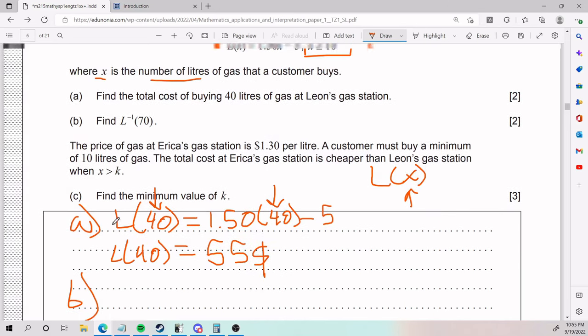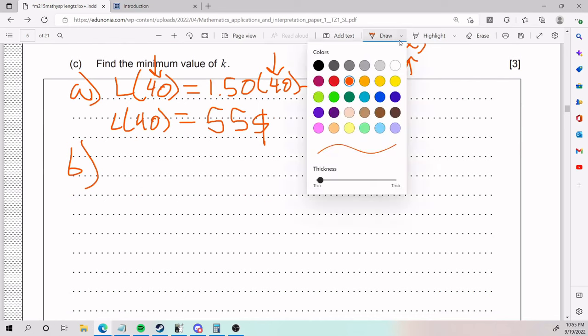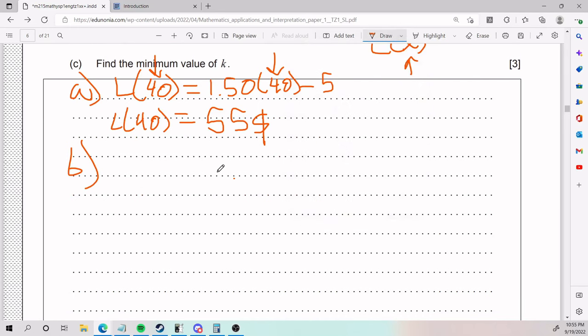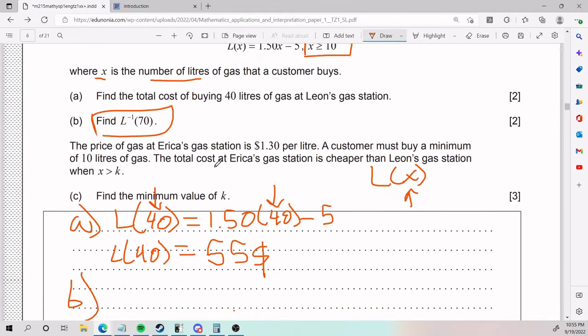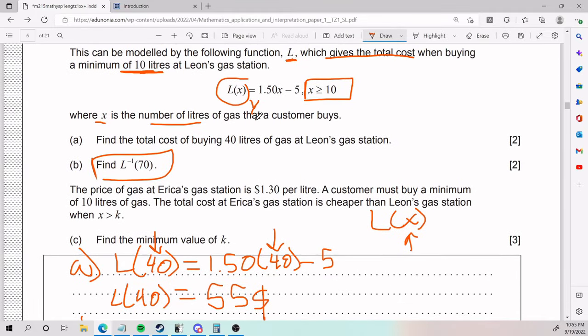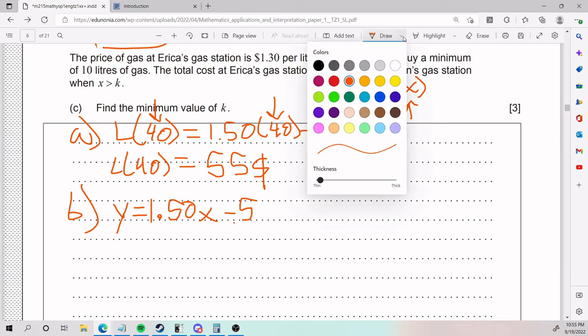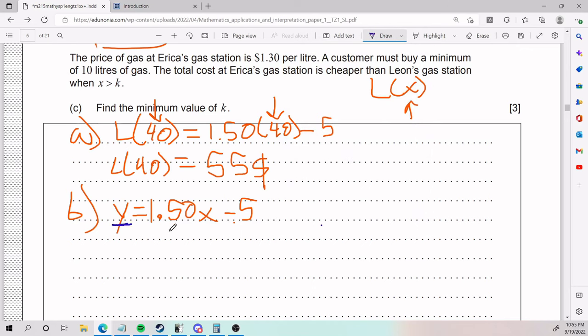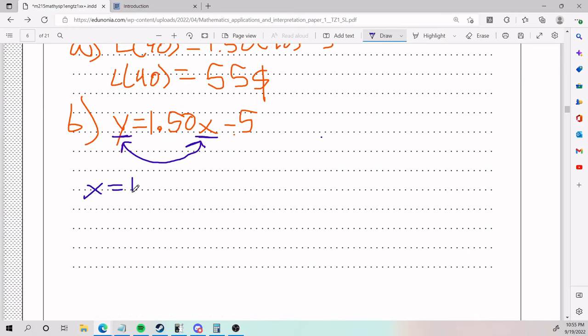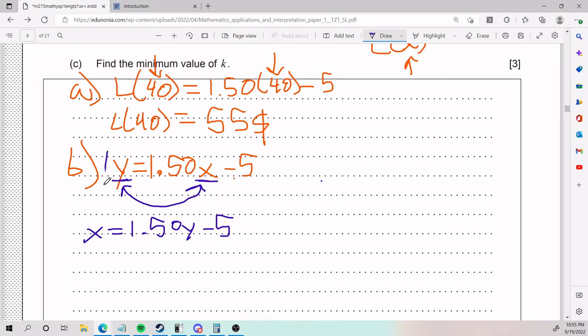That is part A. Part B: find the inverse function and then apply 70 to it. Now, inverse functions get taught in a couple of ways. I'm just going to show how it was taught to me, because it's the most intuitive for me. So here we go. L of x is pretty much the same as y. So y equals 1.50x minus 5. If we are talking about the inverse function, what we have to do is take this and flip it. If we flip it, we end up with x equals 1.50y minus 5. So what I need to do now is get y alone.